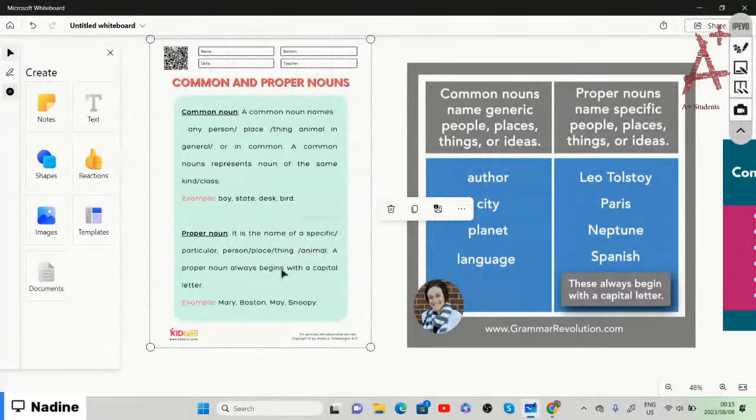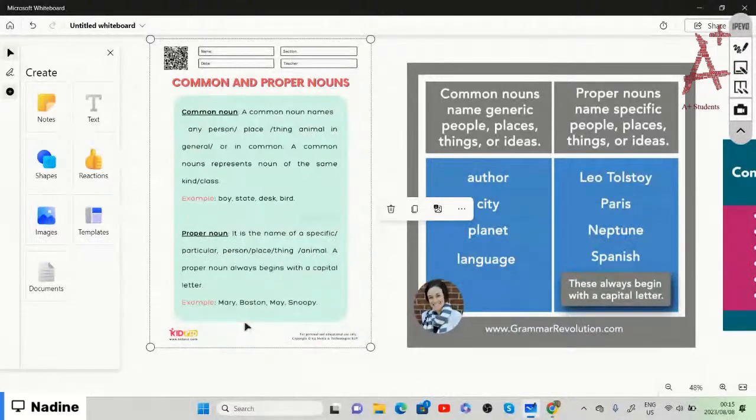And we have proper nouns, which are the name of a specific or particular person, place, thing, animal, or idea. And a proper noun always begins with a capital letter. And then we have an example, like Mary. It's a name of a specific person.